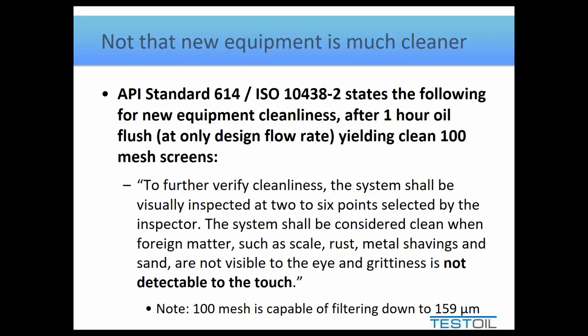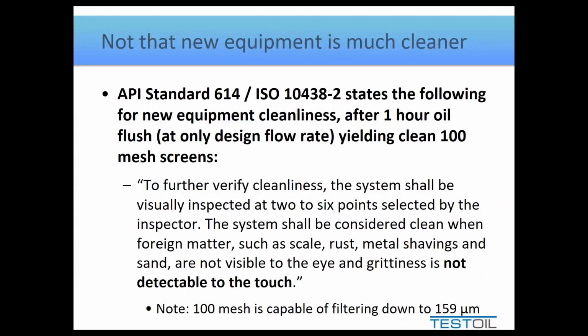So one of the things that you'll read about it is it suggests doing a 1-hour oil flush. Now, the time is the same regardless of the size of the system, so right away you should already see a flaw in this logic. The next part of the flaw is the flush is done at only the design flow rate. Well, if you know anything about flushing, the faster you can get the velocity of the oil, the better it will be at actually cleaning things. If you just flow the oil nice and slow, you're not really going to get anywhere near the effect.